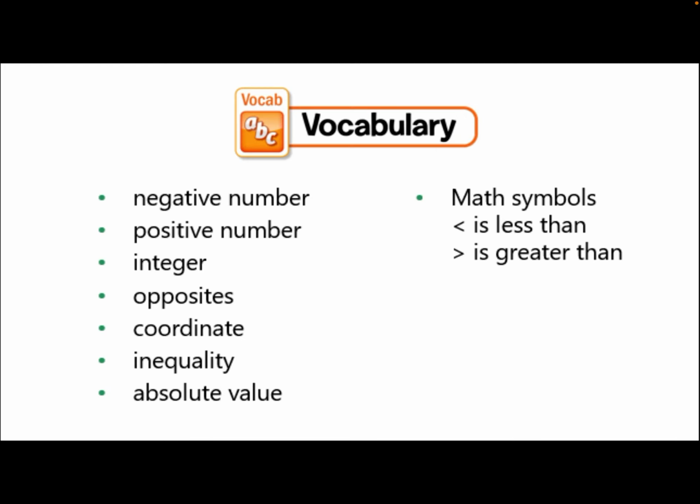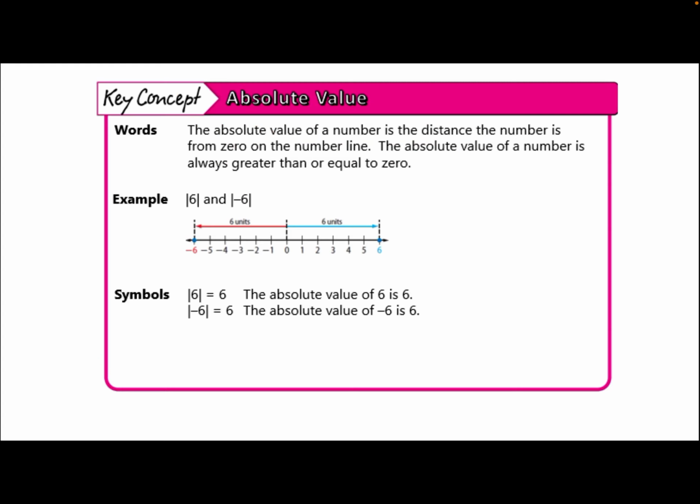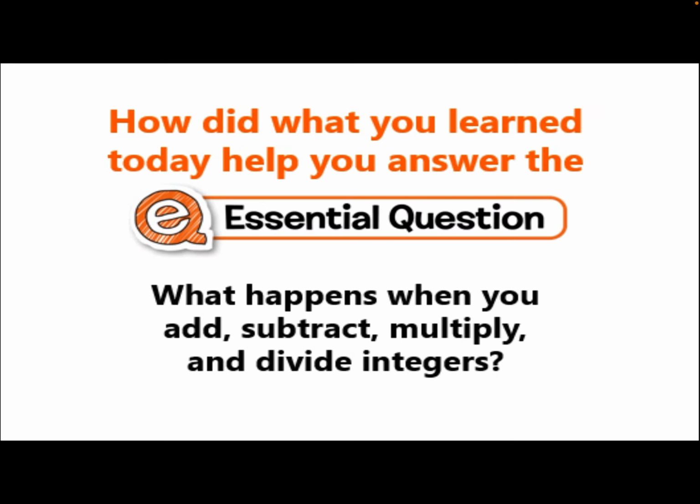Vocab. We got things that we saw here. Here's some math symbols, inequality and absolute value, which we looked at. There's the key concept on absolute value. And that's it.